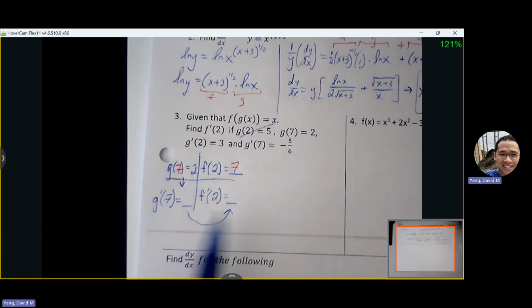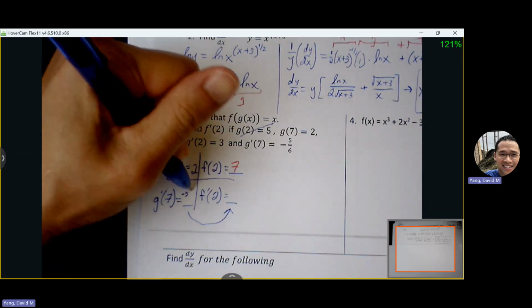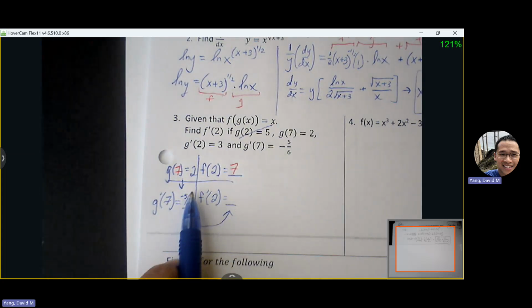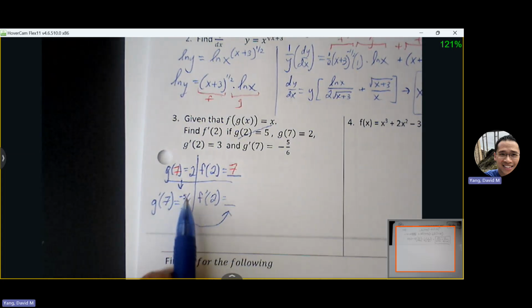So what's g prime of 7? Negative 5 over 6. Therefore, f prime of 2 must be what? Good. We keep the sign. Don't change the sign. You're just flipping your numerator and denominator around.